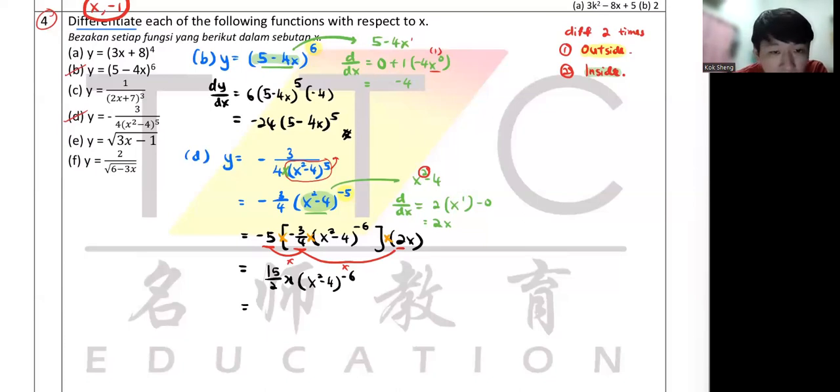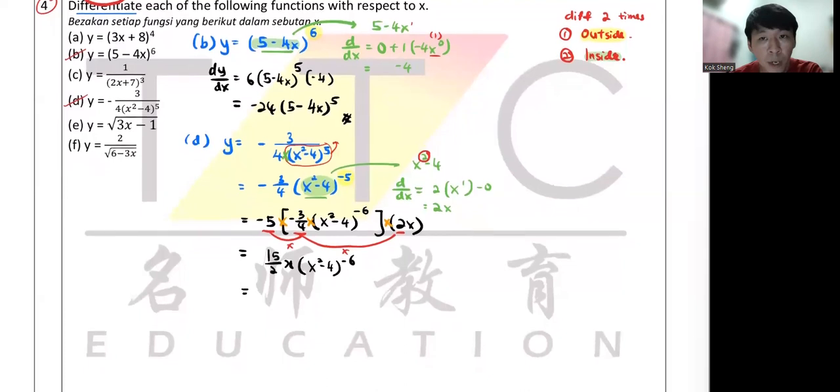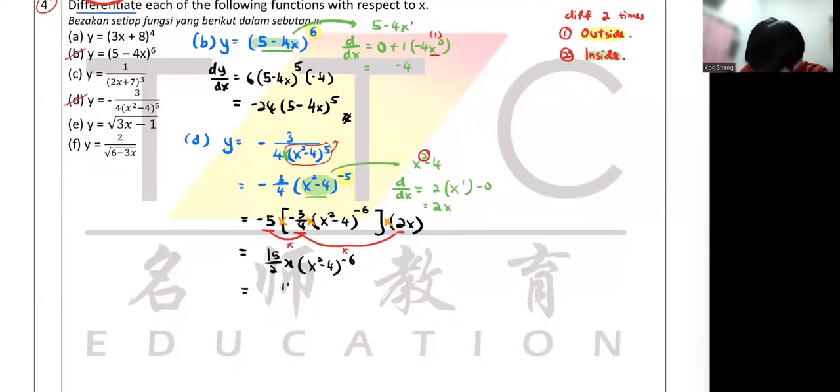Anything I miss out here? Okay, should be correct. So then we can continue. The bracket, power negative, bring it back to the bottom, become positive. So bottom only got 2, right? So from 15/2, this 2 here, the bracket, bring it down back to the bottom, beside the 2. Okay, number 4, finish.